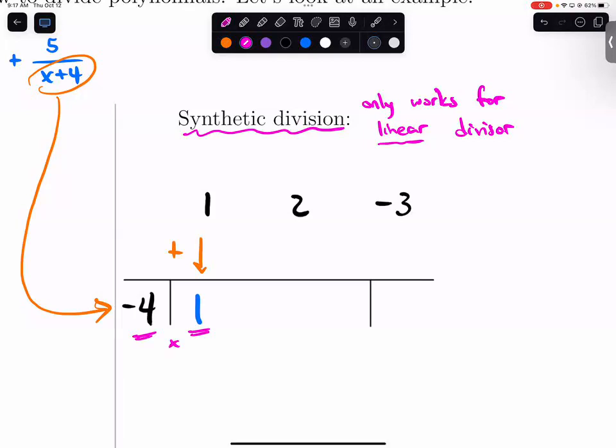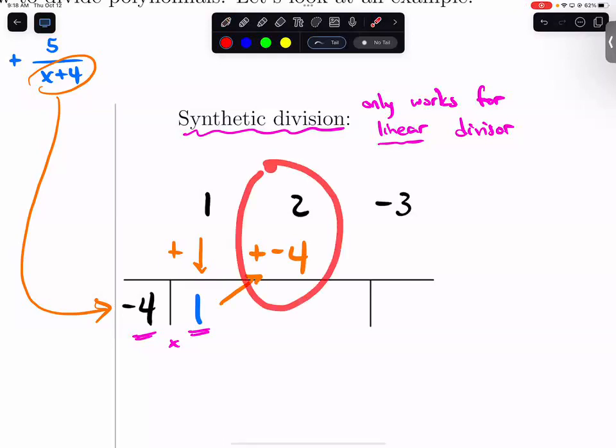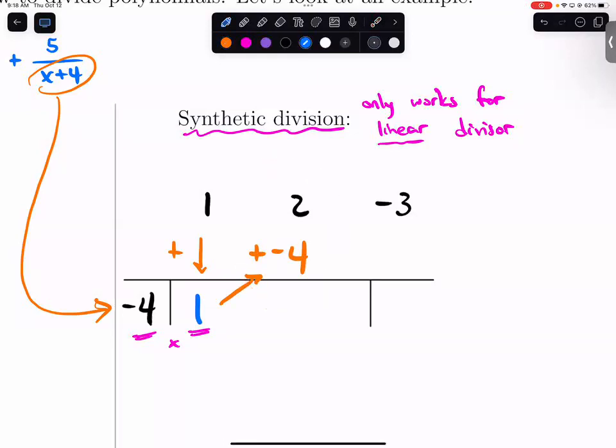Then multiply. -4 times 1, -4. We go up and to the right and store that, right? So again, we're working our way down. If you think about these as coefficients on the square and the linear and constant, we're still working our way down the polynomial, right? We're just keeping track of things differently. But -4 times 1 is -4. That goes right here. And then we're going to add again. Just right here. 2 plus -4, -2.